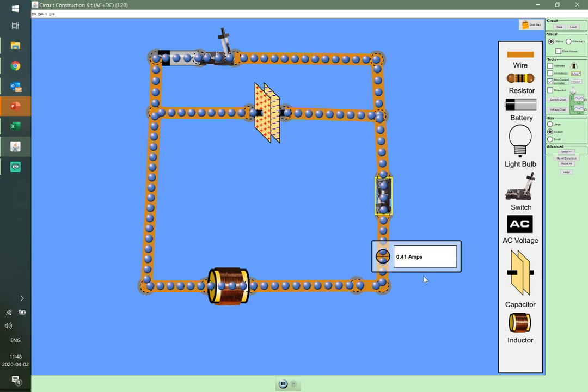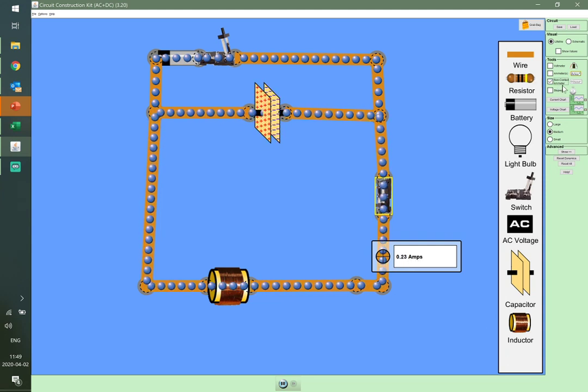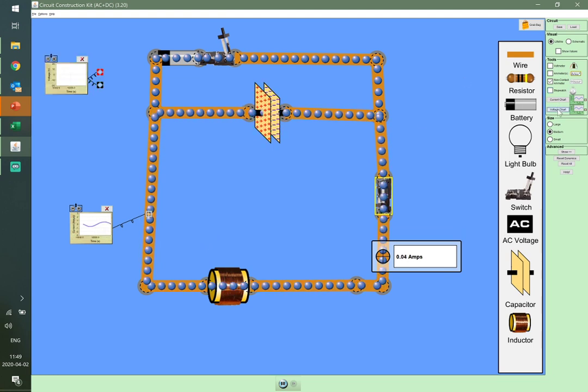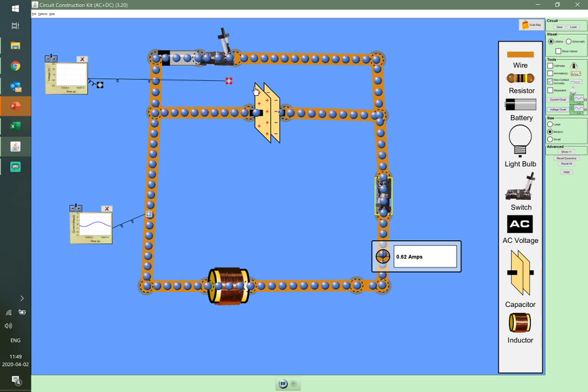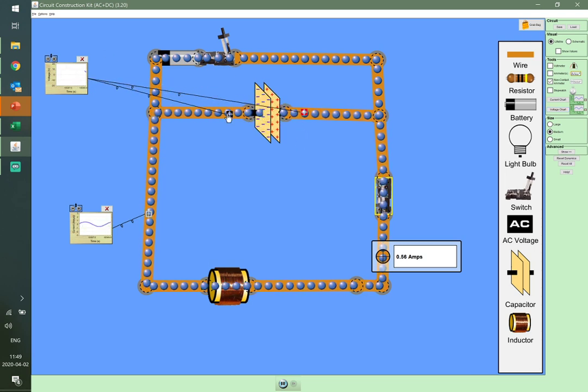If we put an ammeter in there, you'll see that it kind of goes up and down. This is absolute value, so let's plot it. So the current over here, you'll see that it does sort of a sinusoidal thing. Look at the voltage of the charge across the capacitor. You see that it likewise does a sinusoidal thing.